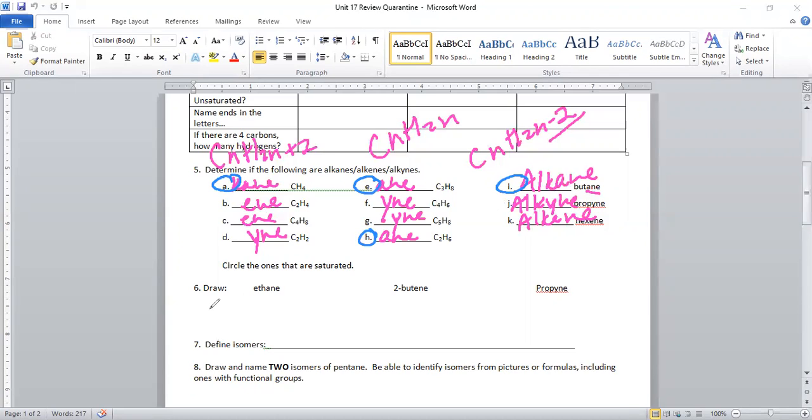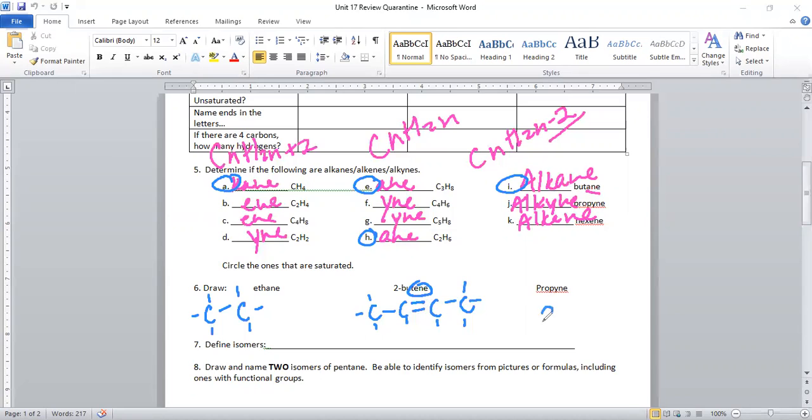Okay, so draw ethane. So ethane has 2 carbons, single bonds. So this would be the picture, C2H6. Okay, 2-butene. So but means 4. The 2 means the double bond, and I know it has a double bond from the ENE. It has to be in between the second and the third carbon. So that one needs 3 H's. This one has 1, 2, 3 bonds, so it only needs 1 H. 3 H's.